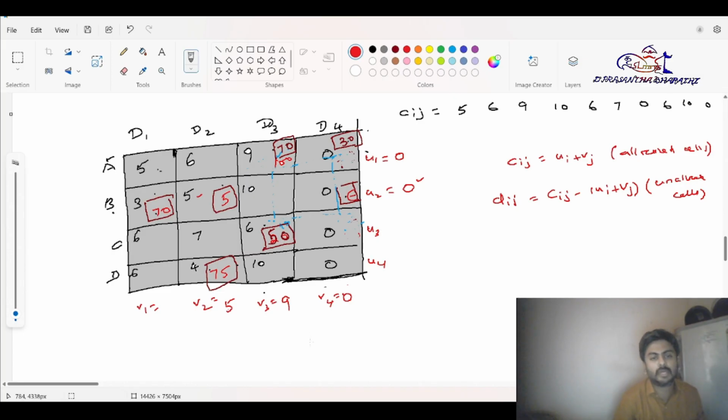Now you have 5 here. Since it is 0, you will have 3 here. Since it is 9, U3 should be minus 3. Since it is 5, U4 should be minus 1. Now you have these values. Now you have to find the Dij values. You know the Cij values, and Dij equal to Cij minus (Ui plus Vj). So now you have this Dij value.